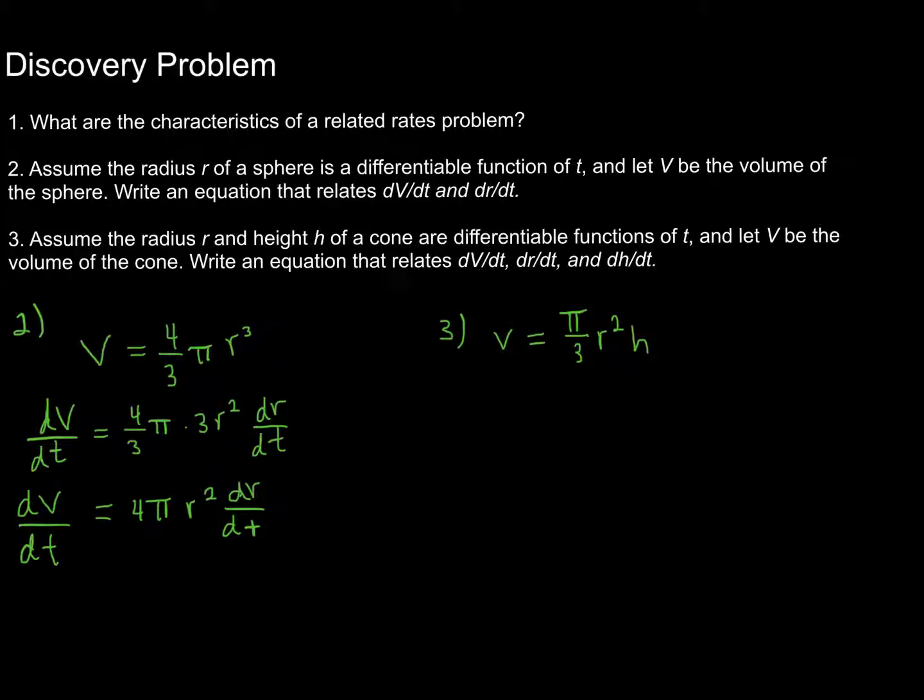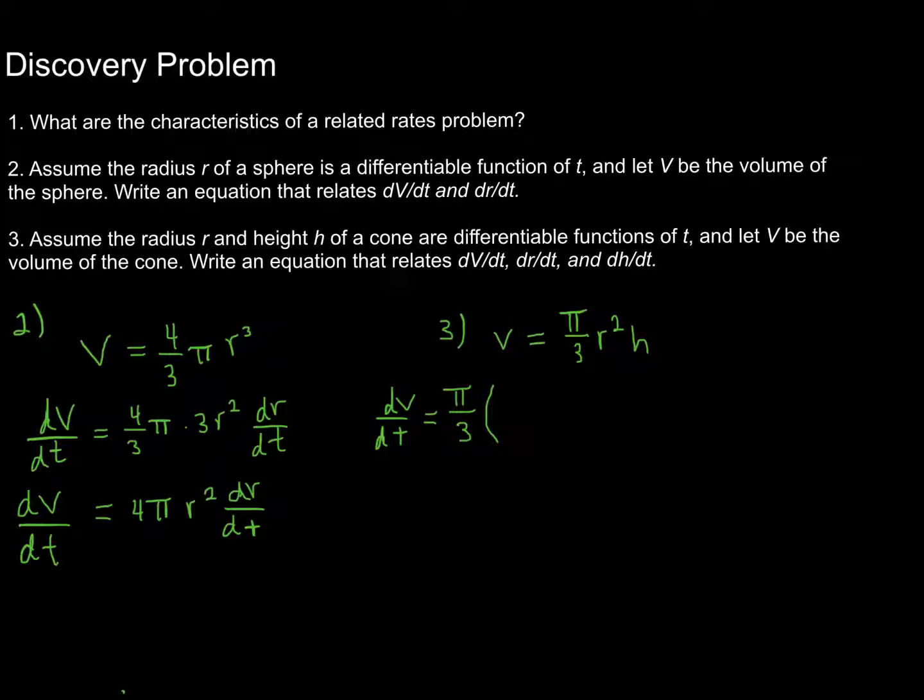Taking a look over here, the formula for the volume of a cone is pi over 3 r squared h. And when differentiating here, notice that both r and h are functions of t. So while I can factor out this constant, I will need to use the product rule to take the derivative of r squared times h. Alright, so factoring out pi over 3 here, the derivative of r squared times h.